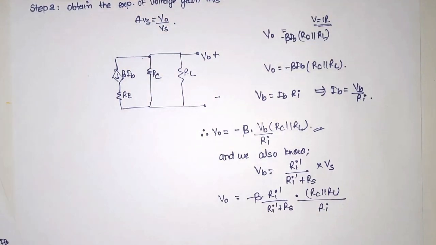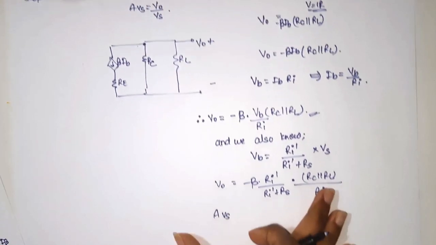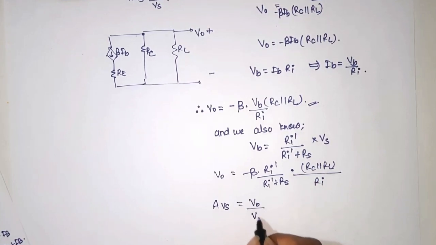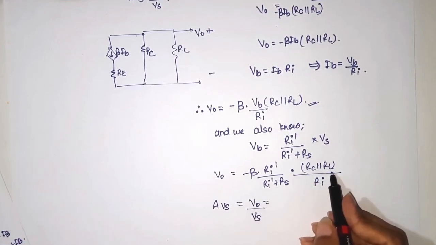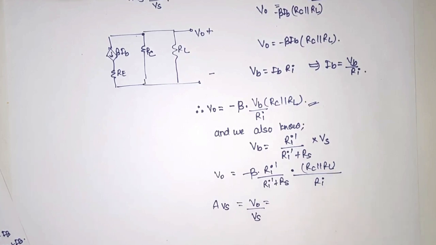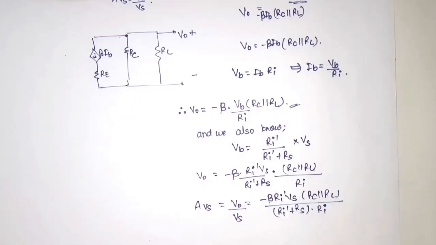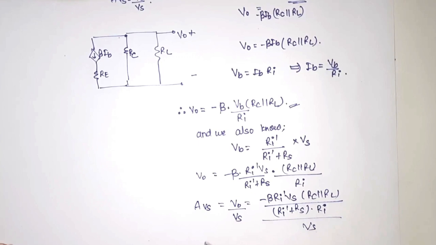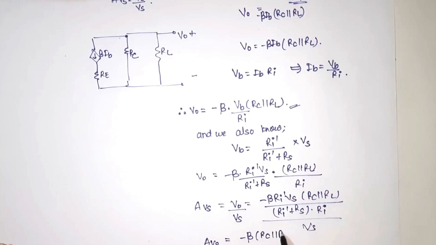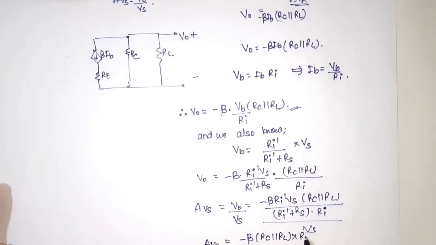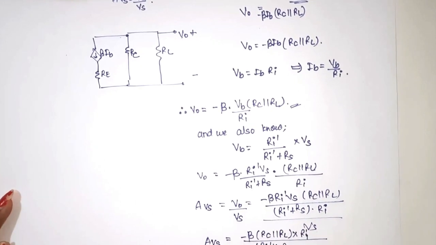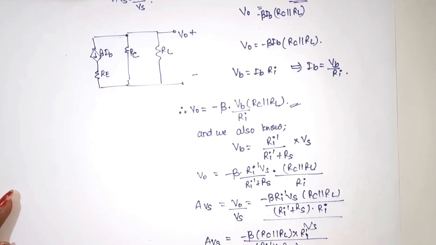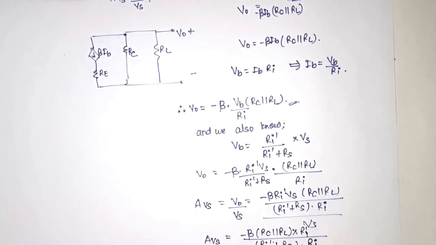Now finally we need to calculate the value of AVS, and we know that the value of AVS is given as V output upon Vs. So V output we will substitute from here, and Vs we already know, right? So let us do that. On calculation, this divided by Vs, so Vs gets cancelled. So the value of AVS that we receive is minus beta times RC parallel RL into Ri dash, the whole divided by Ri dash plus Rs into Ri. Okay, so this is the value that we get for AVS.